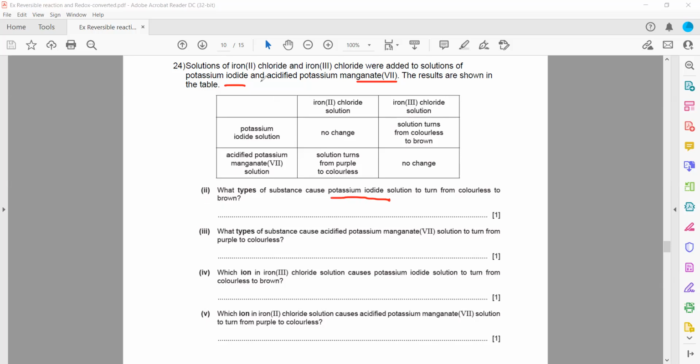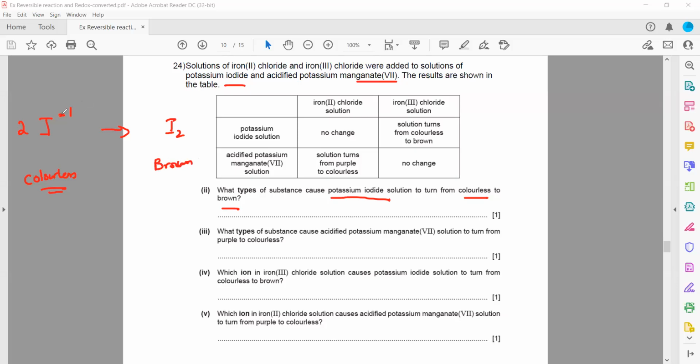So as you can see here, potassium iodide means it contains iodide ion, and iodide ion is colorless, and it turned from colorless to brown. So how did it turn brown? It means the iodide ion turned into iodine molecule, that is why it turned into brown.